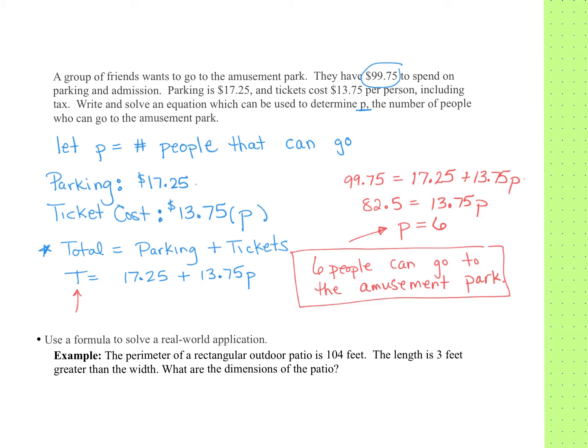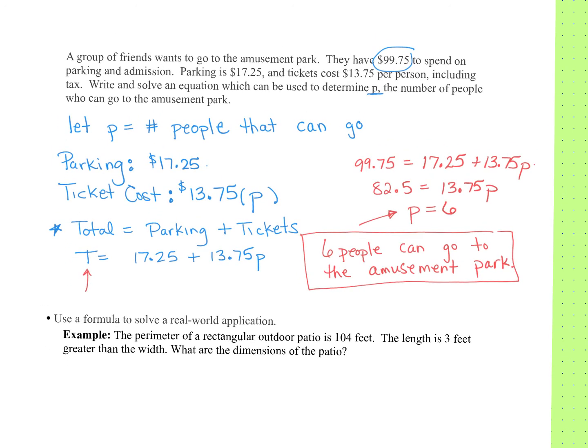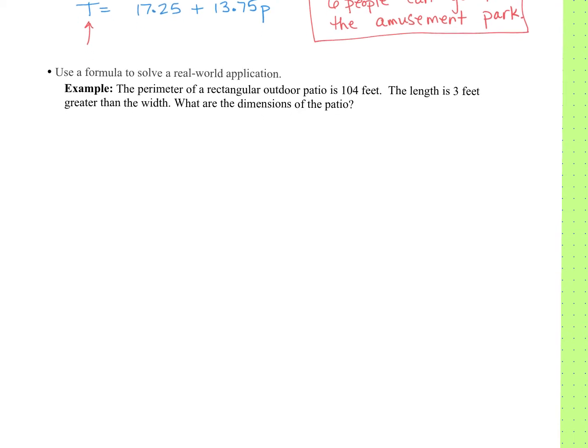Okay, last example on this one. This is more of a geometric example. Use a formula to solve a real-world application problem. The perimeter of a rectangular outdoor patio is 104 feet. The length is 3 feet greater than the width. What are the dimensions of the patio?